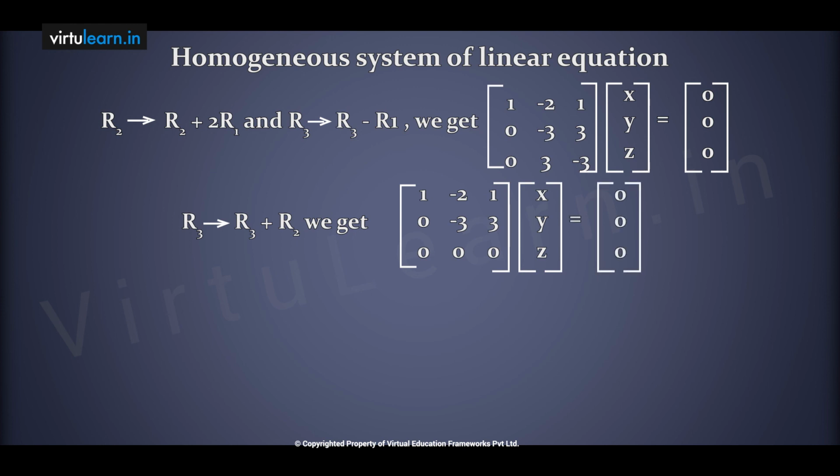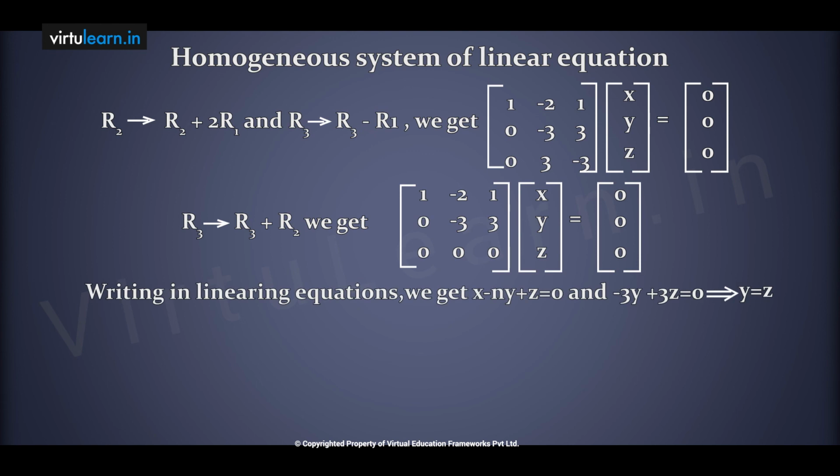Now convert this system into linear equations form. We get, from the first row, x minus 2y plus z equal to 0, and minus 3y plus 3z equal to 0. 0 into x is 0, I am not writing that part. Minus 3y plus 3z equal to 0. Now this implies, from the second equation, 3y equal to 3z, then 3, 3 cancel, y equal to z.